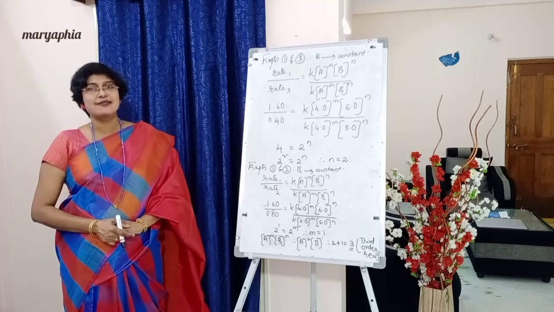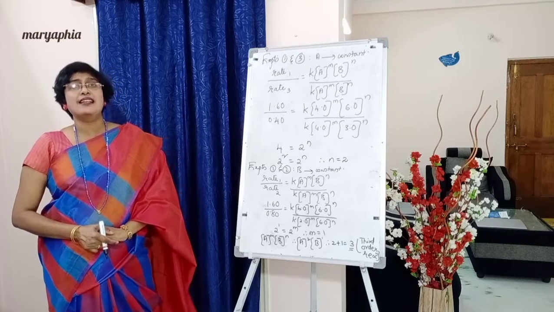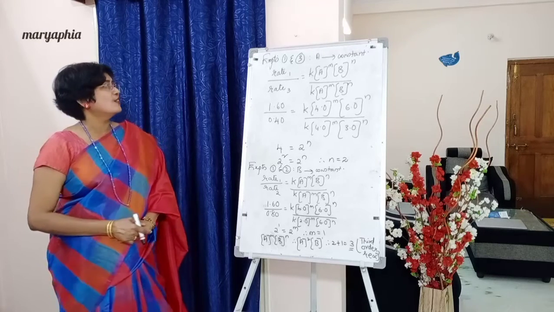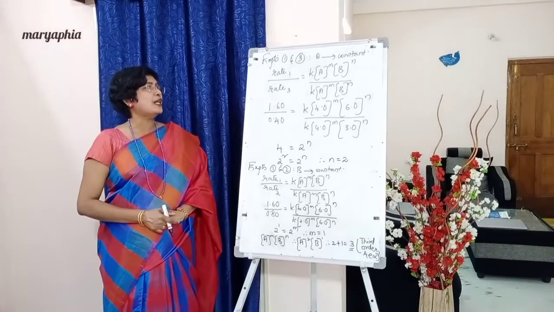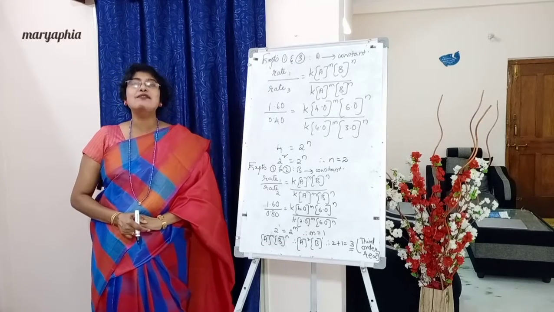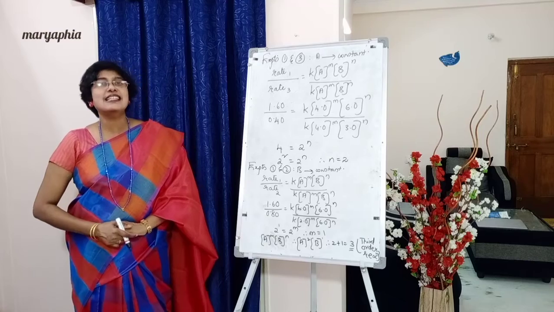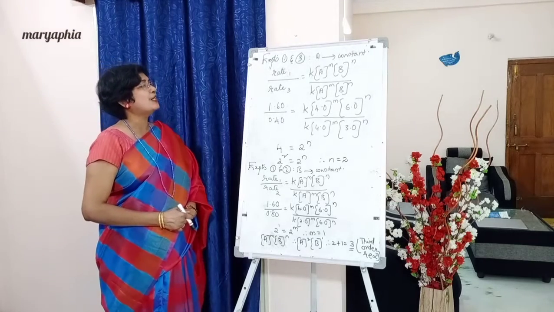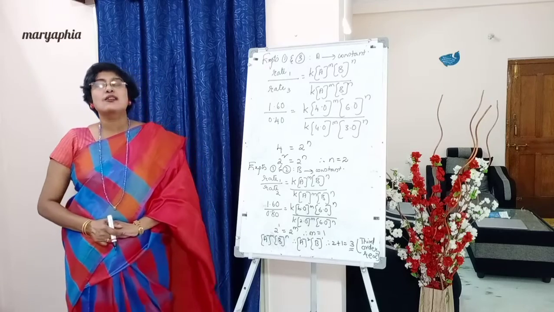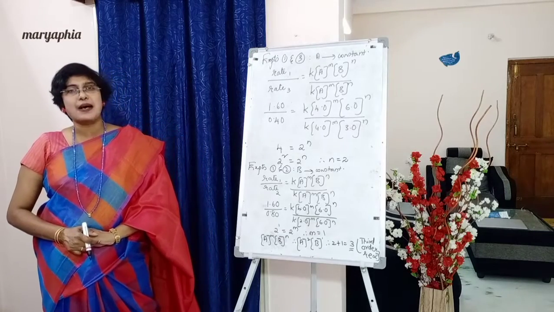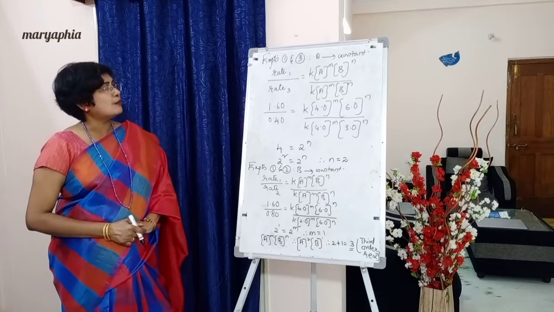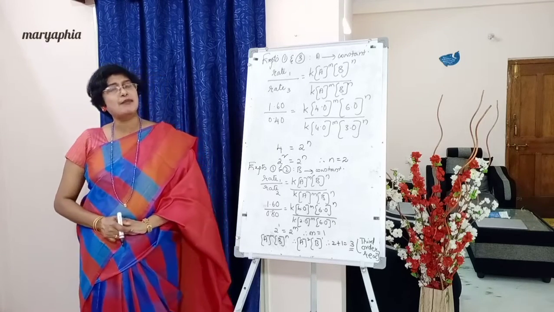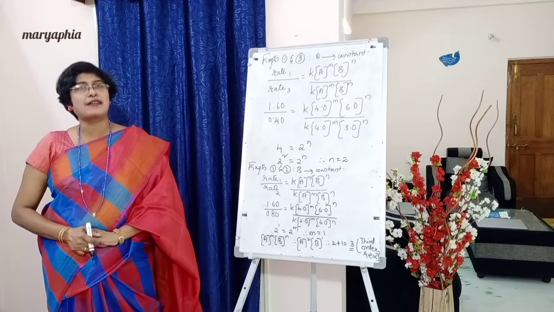The experiments we are considering are those where the concentration of A is constant. So the rate of the first experiment by the rate of the third experiment is equal to K into concentration of A to the power m into concentration of B to the power n, divided by K into the same concentration of A to the power m into concentration of B to the power n.